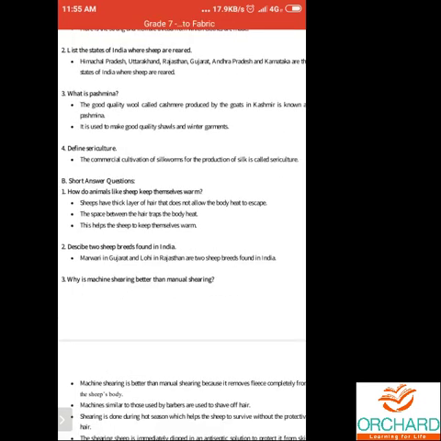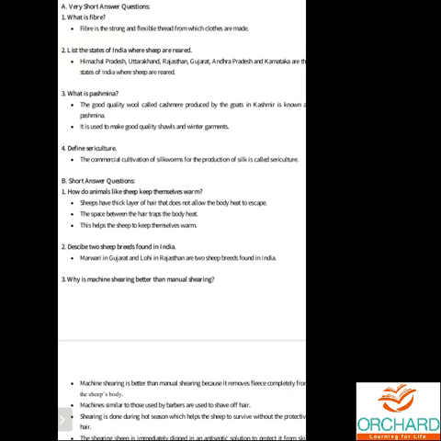So sheep have a thick layer of hair that does not allow the body heat to escape. This is a very important point to remember. All the animals from whom the wool fiber is obtained have a thick layer of hair, and that hair will not allow the body heat to escape. It can be asked as an objective: sheep have a thick layer of hair that does not allow the body heat to escape.